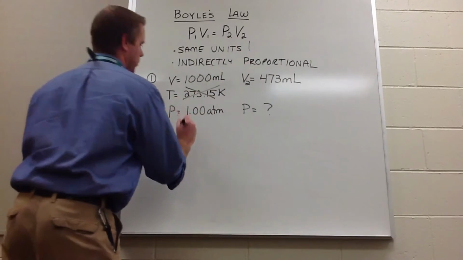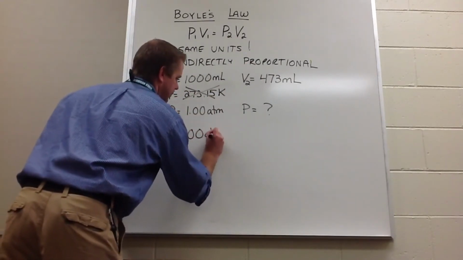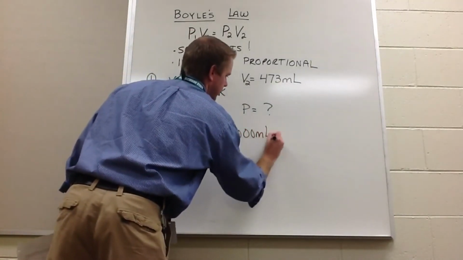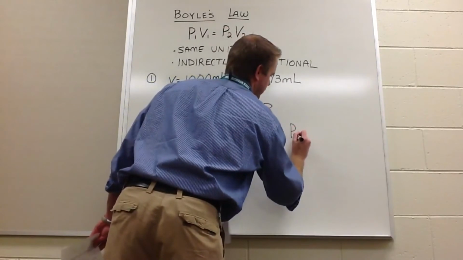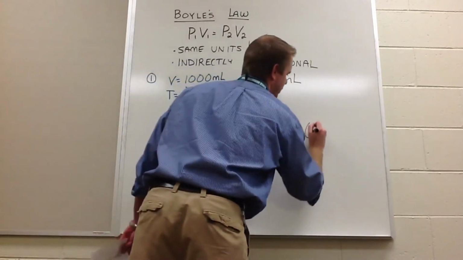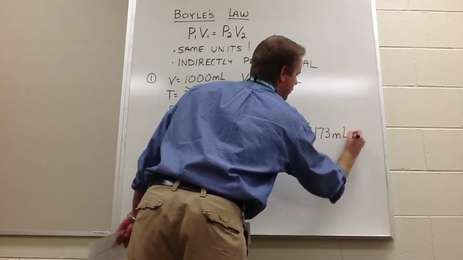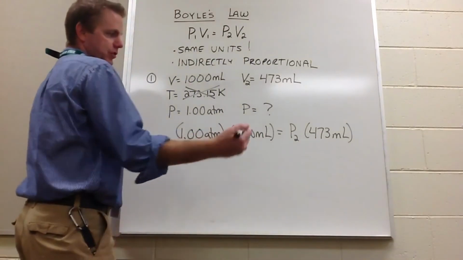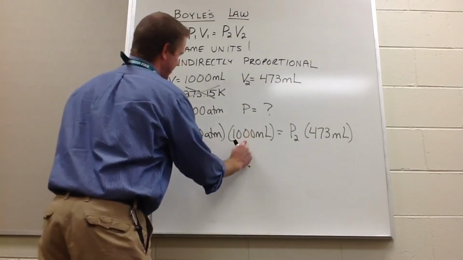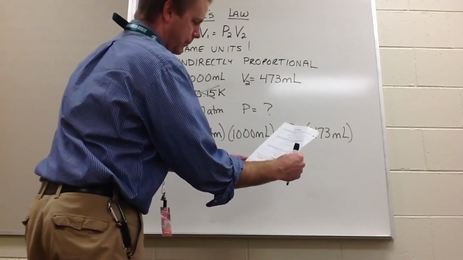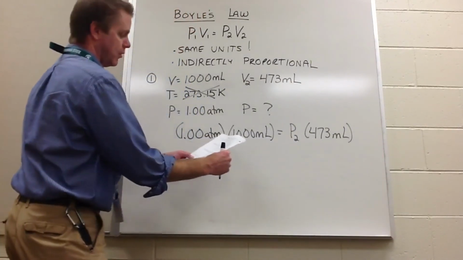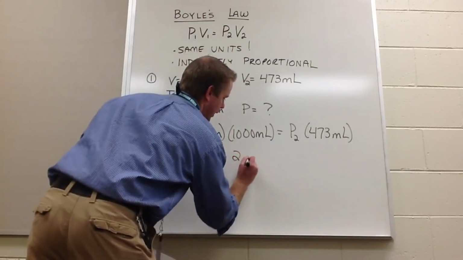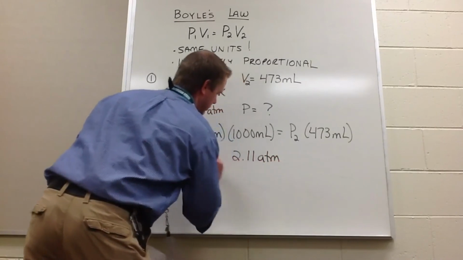Now, set up your problem. So, 1.00 atm times the volume of 1,000 milliliters equals the pressure final, P2, times the volume when it's 473 milliliters. So in essence, what we've done is we've taken the volume and cut it in roughly half. So what should this do? It should double. I gave you 3 significant figures in the original problem, so let's hold that. Therefore the answer is 2.11 atm, and it's pressure, right?